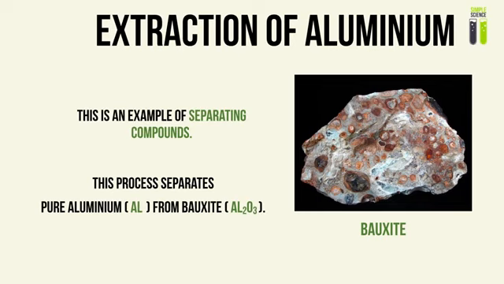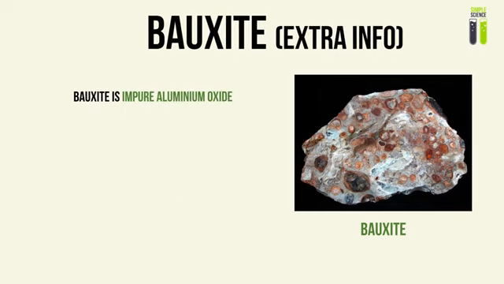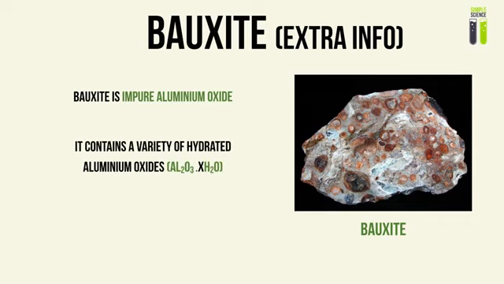So we're going to be separating compounds, and this process aims to separate aluminium, denoted as Al, from bauxite, which can be seen as impure aluminium oxide. Bauxite basically contains a variety of hydrated aluminium oxides, so it's almost like a mixture of aluminium oxide salts. For simplification, just look at bauxite as an ore of impure aluminium oxide.